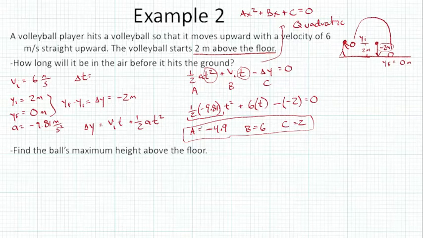for our quadratic formula. And we're going to come out with two answers, as we always do when using the quadratic formula. One's going to be positive and one's going to be negative. The negative one we can just throw away right off the bat because time always has to be positive. So our time is going to be equal to 1.5 seconds.